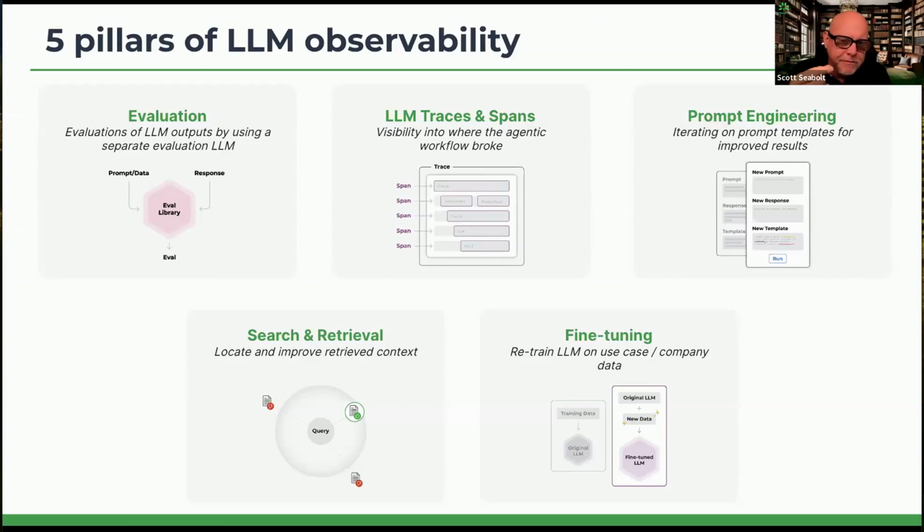And the fifth pillar is fine-tuning. Fine-tuning is the process of retraining the original LLM on data that is specific to a particular use case that a company needs. This allows the LLM to become more specialized in a certain area, right? So that's going to increase the effectiveness of that specific task for that specific industry.